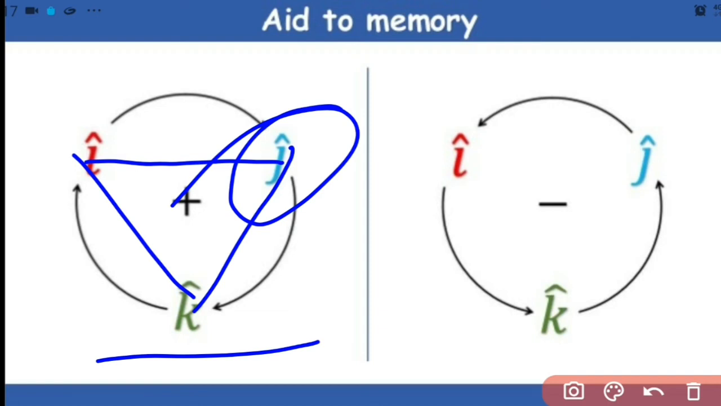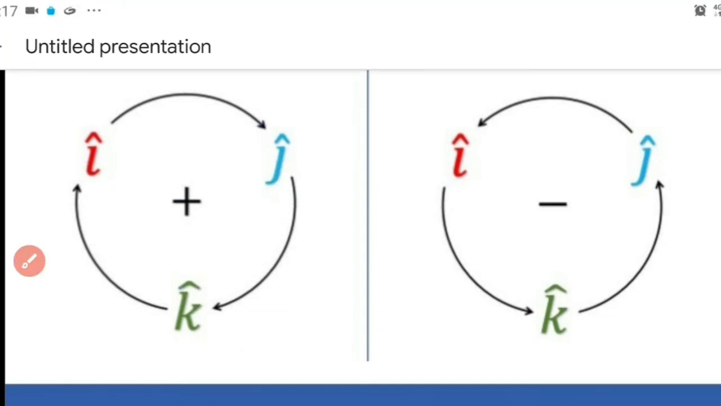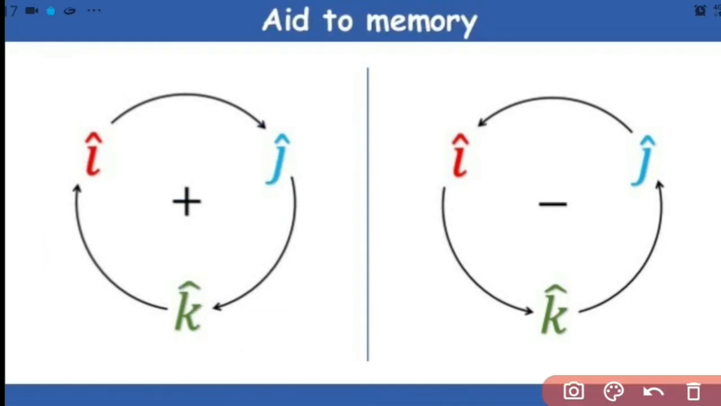Any product, if it comes in the reverse order, you have to put the negative sign. That means when you have j cross i, it is not k, it is minus k. In cyclic order, ijk, jki, kij, in that order it is positive. The other order it is negative. That is what is shown here.